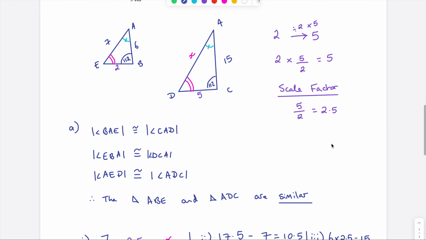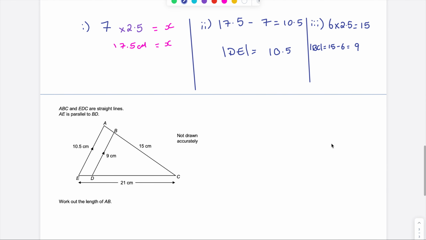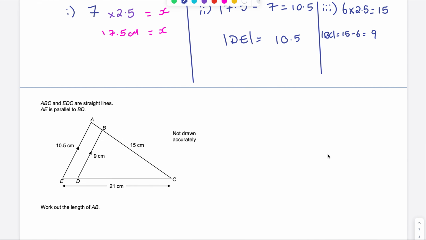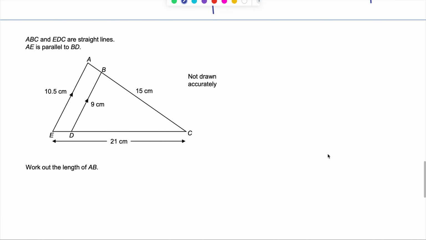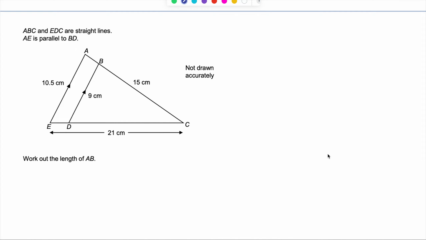Now, the next question I have here is very similar, only they don't kind of hold our hand as much. And this would be in line with the kind of exam paper questions. So they don't even tell us that they are similar first. So we might need to just confirm that. So I'm going to draw out the two triangles first. So they're in the same orientation to begin with.